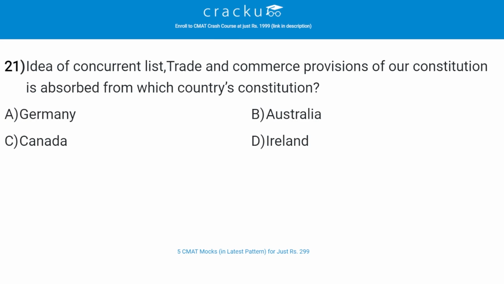The idea of the concurrent list and trade and commerce provisions of our Constitution is borrowed from which country's constitution? The correct answer is B, Australia. Let's check the next question.